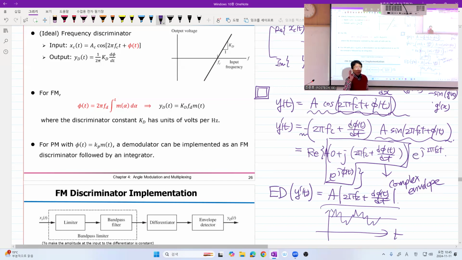Be careful. Almost zero textbooks in the world explain the mathematical idea of FM demodulation in my way, okay? You are learning in the most unique way in the world. Got it? That's all for today.